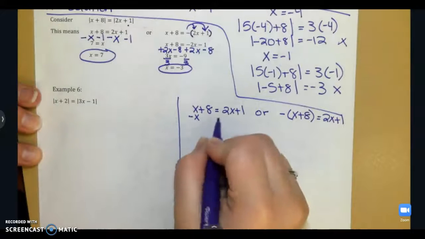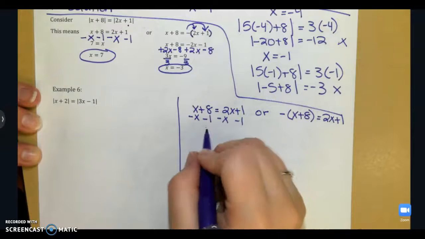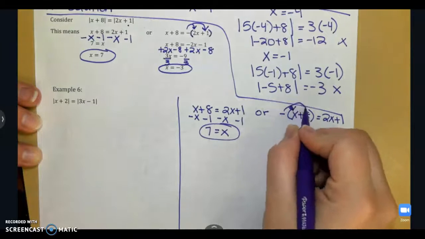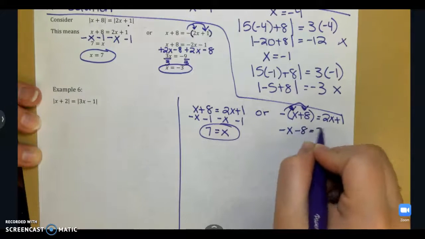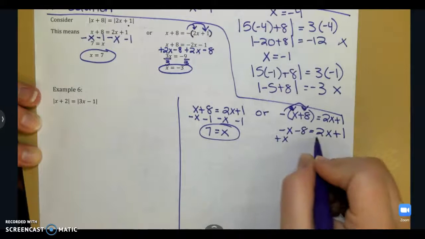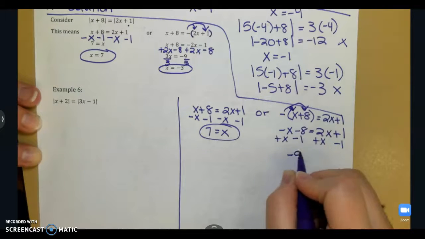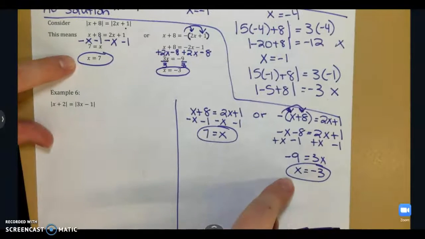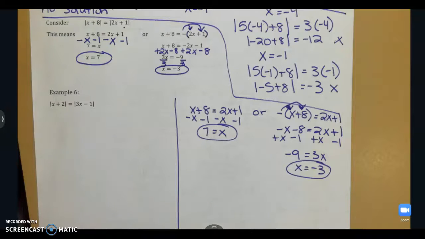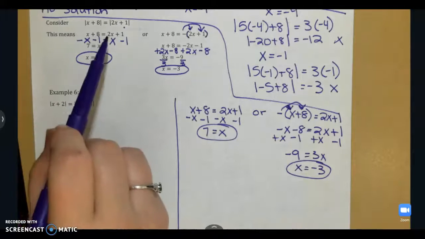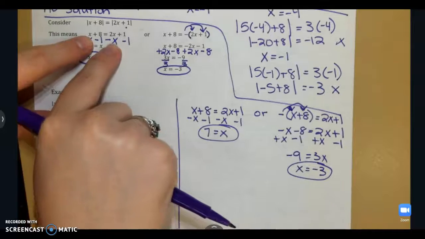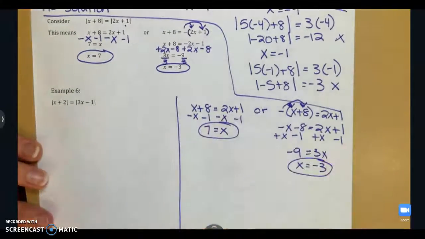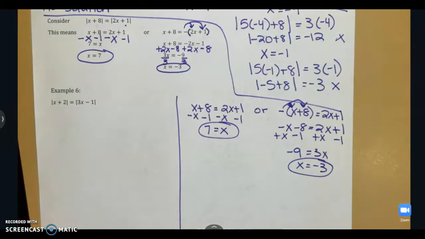Okay? So I'm going to move all my constants over and all of my x's over, and we get that x is equal to 7, or distributing that minus sign, negative 8 minus x is equal to 2x plus 1. I'm going to move my x's over, move my constants over, and I get negative 3. So either way, you get the same answers. The important mistake to avoid is taking the negative of both. The positive of both, the positive one and the negative of the other, the negative one and the positive of the other. But never the negative of both.